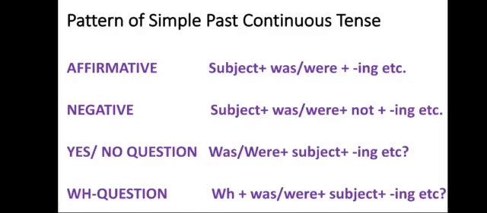WH question. We use the WH word. It could be how, where, what, when plus was or were plus the subject plus ing form of the verb etc. and we add a question mark after that.